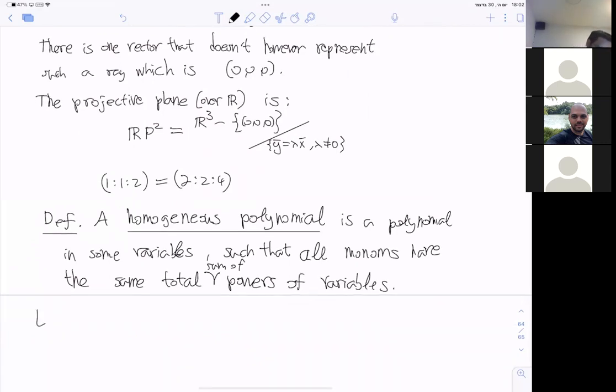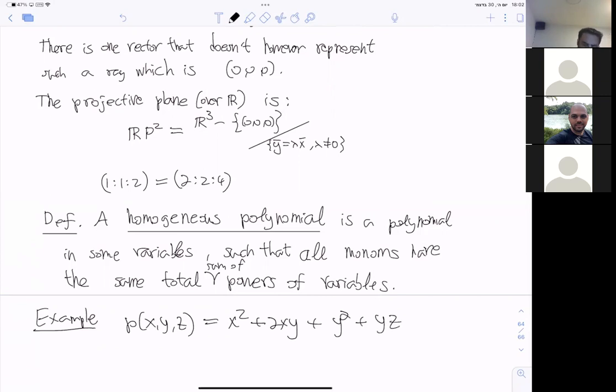Example. For example, P of x, y, z equals x squared plus xy plus y squared plus yz, okay? You see all total powers of variables is 2, 2, 2, 2, and 2. It is a homogeneous polynomial of order 2.